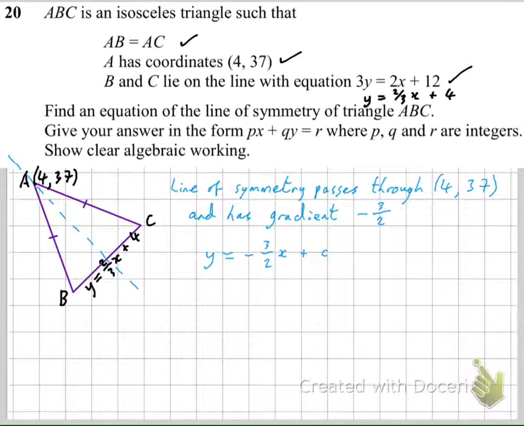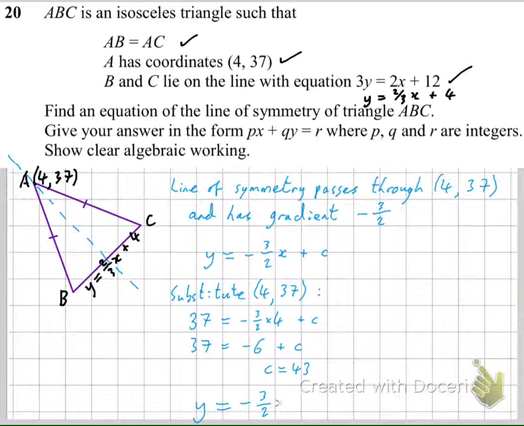To work out c, we need to substitute our point (4, 37). So y is 37, x is 4. Simplify that, and we get very quickly that c must be 43. And therefore, if we rewrite this equation down here, we get y equals minus 3/2 x plus 43.